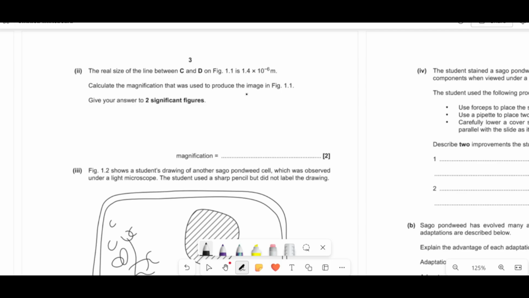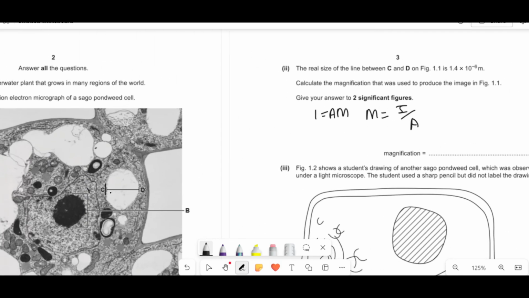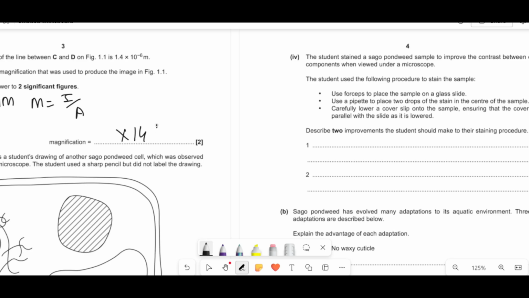The real size of the line between C and D is this. Calculate the magnification that was used to produce that figure. Give your answer to significant figures. All you've got to do is I equals AM, where image equals actual times magnification. Magnification equals image over actual, right? You need to make sure the units are consistent. What you would do is measure this line with your ruler, convert the units to meters here, do I over A, and then you can work it out like that. I can't do that here because I don't have a ruler. So in this case, it's just going to be times 14,000.